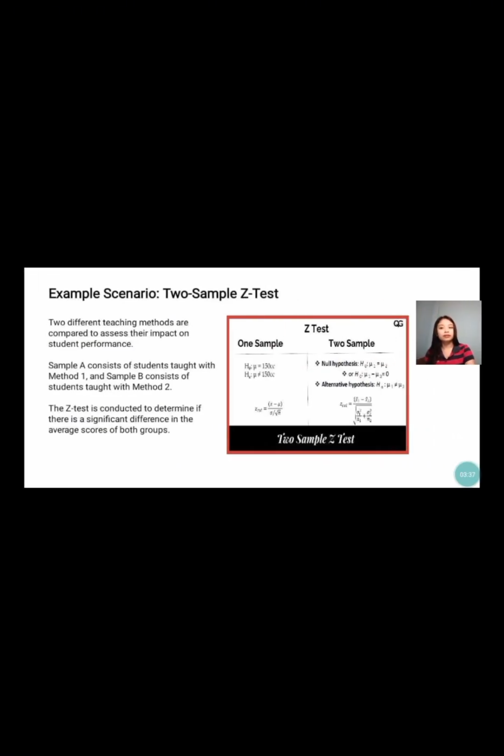Example scenario: two sample z-test. Two different teaching methods are compared to assess their impact on student performance. Sample A consists of students taught with method 1, and sample B consists of students taught with method 2. The z-test is conducted to determine if there is a significant difference in the average scores of both groups.